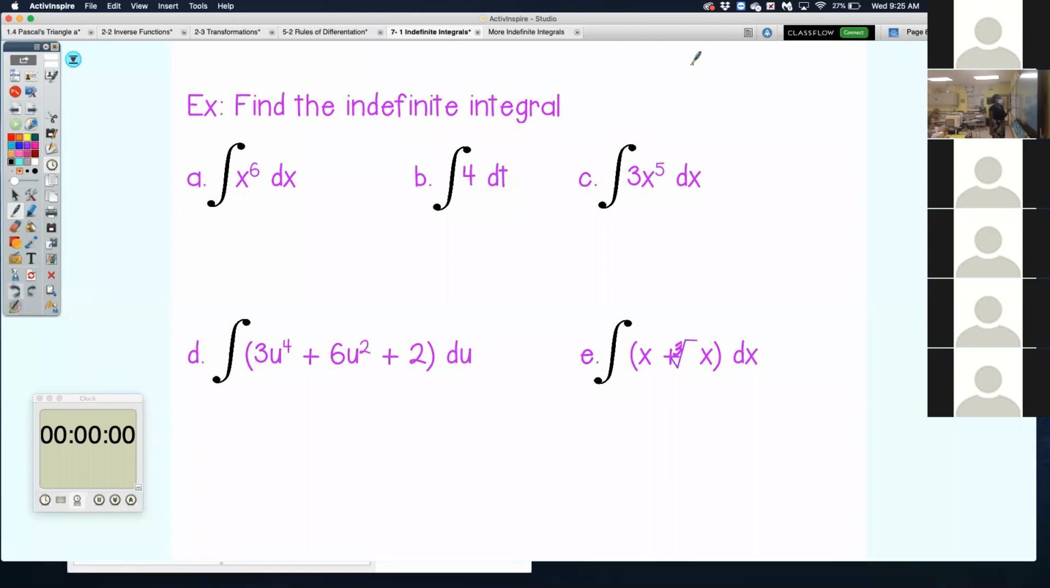So let's take a few minutes. Probably going to put 6 minutes up again. And I want you to find the indefinite integral of each one of these functions.